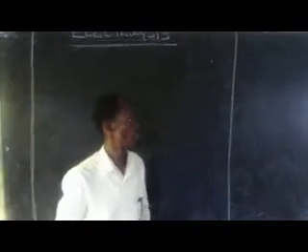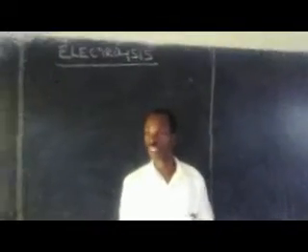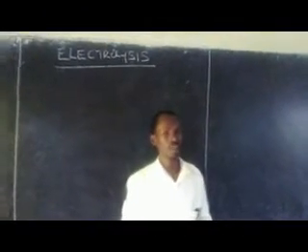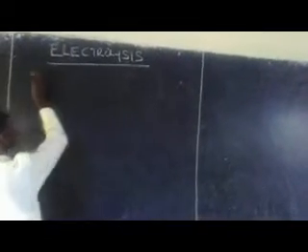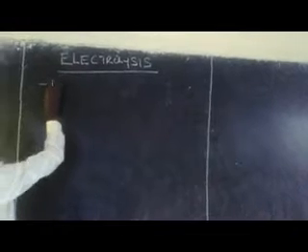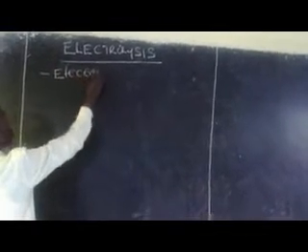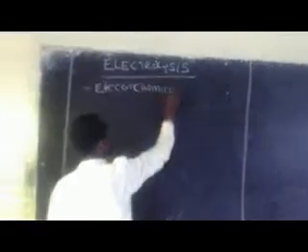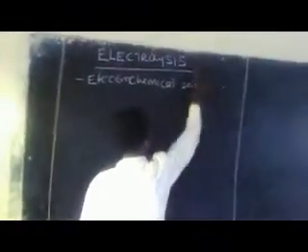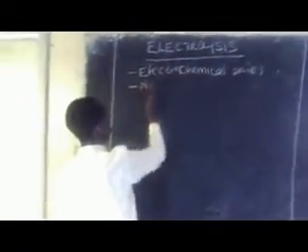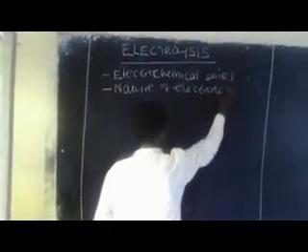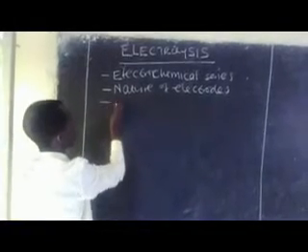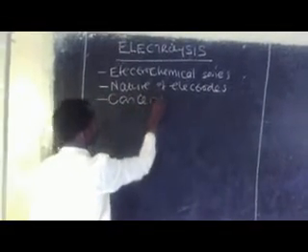I'm posting this video to explain some facts on electrolysis. Now, we define electrolysis and we're looking at the factors which determine the ions discharged at an electrode. And those factors were three. One is we're looking at the electrode, the electrochemical series, the nature of electrodes, and lastly was concentration.